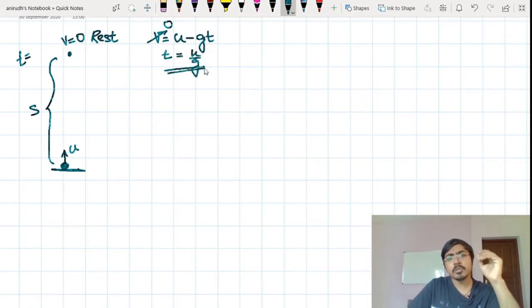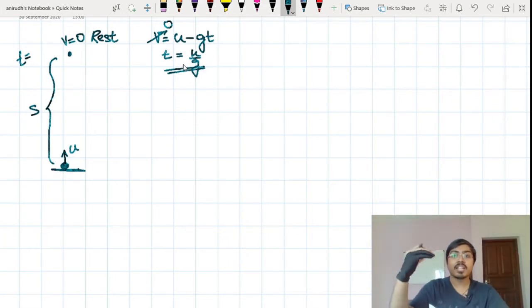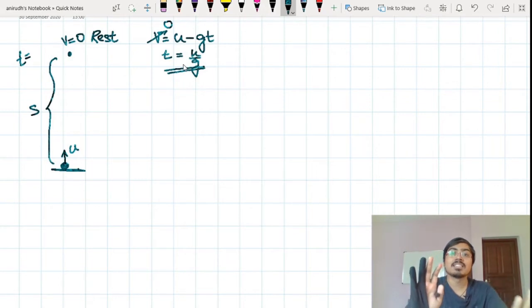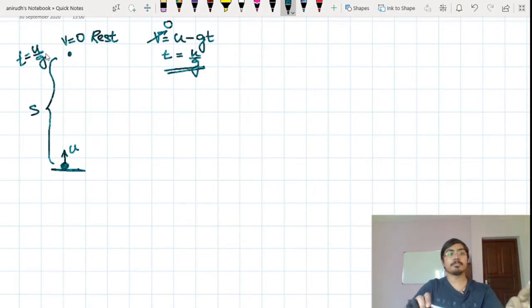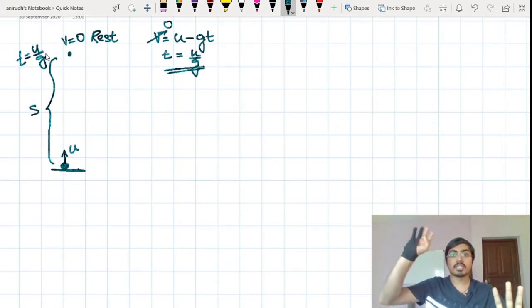Remember this, whenever you throw a ball or any particle upwards, the time taken by the body to reach the topmost point is u by g. It is dependent only on the velocity and acceleration due to gravity. So this time taken is u by g. Imagine that I am filming this with a camera, my DSLR. I start recording, I throw a ball upwards, it goes all the way up, it stops over there and it starts coming down.